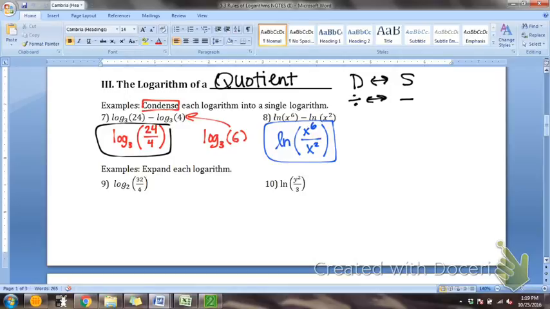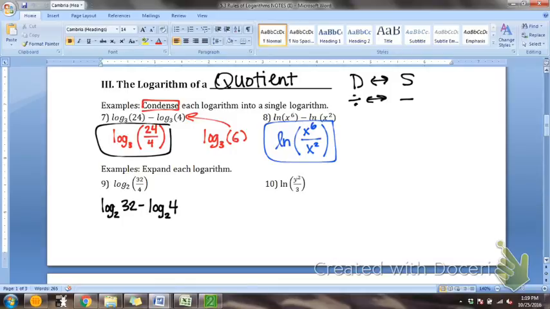Okay, what about number 9? So now it says to expand. So now we're going the opposite direction. So we're going to take a division problem and make it what? Subtraction, okay? Who would like to try number 9? Crystal? Take the log to the base of 2 out, put 32 in parentheses, minus log base 2, parentheses 4. Okay, you don't need the parentheses still in there. Okay, and I would say log base 2 of 32 minus log base 2 of 4. Good.